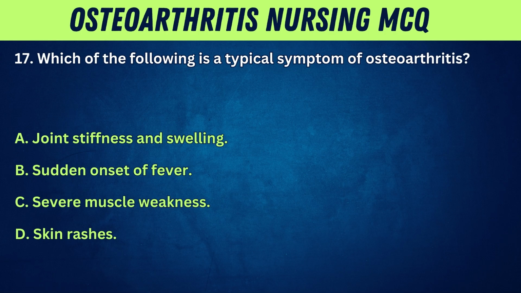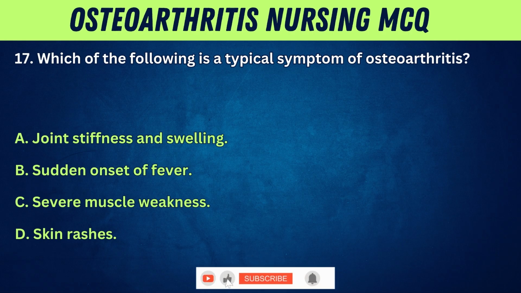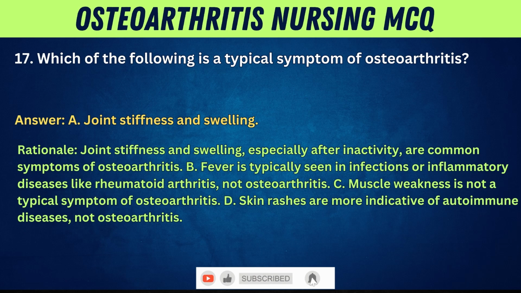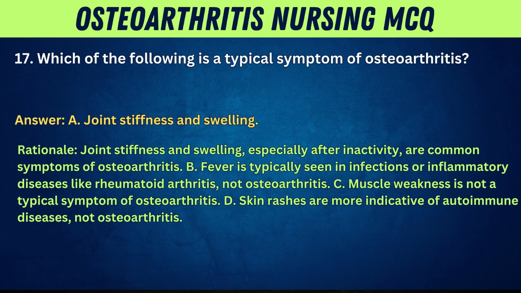17. Which of the following is a typical symptom of osteoarthritis? A. Joint stiffness and swelling. B. Sudden onset of fever. C. Severe muscle weakness. D. Skin rashes. Answer: A. Joint stiffness and swelling. Rationale: joint stiffness and swelling, especially after inactivity, are common symptoms of osteoarthritis.